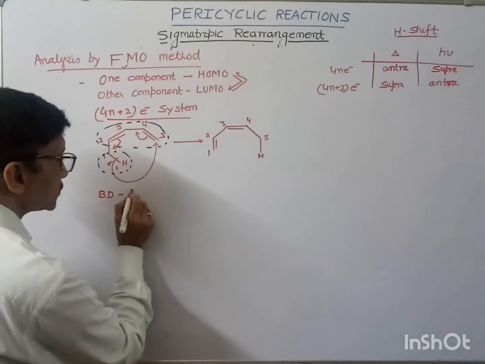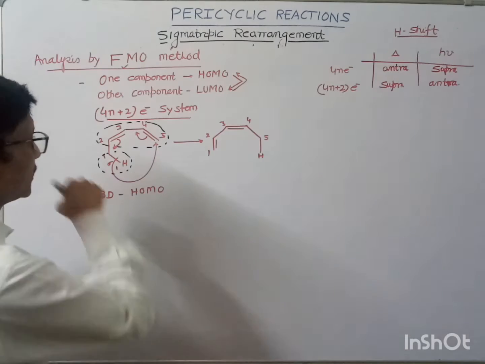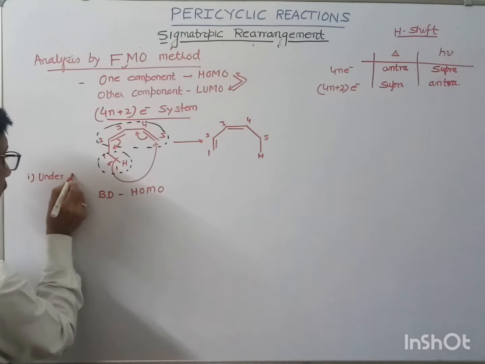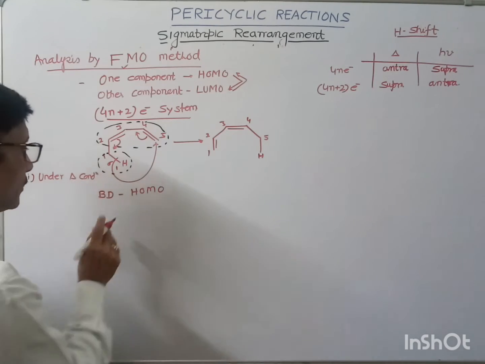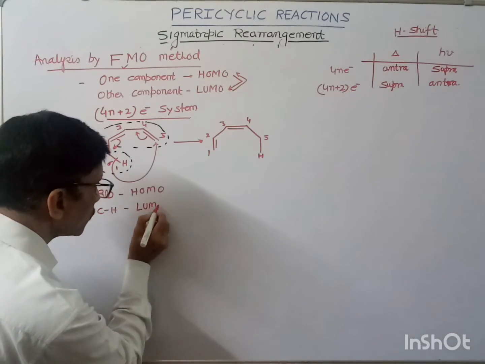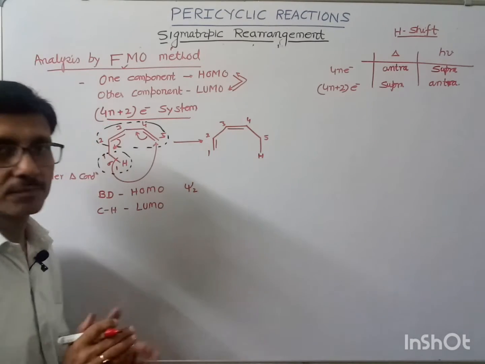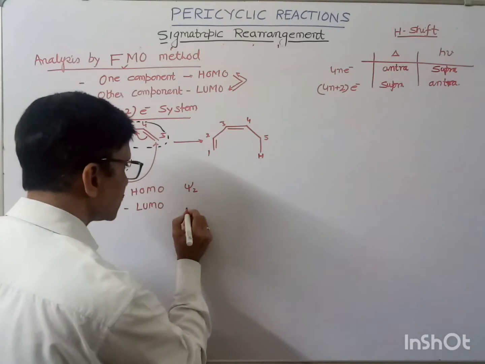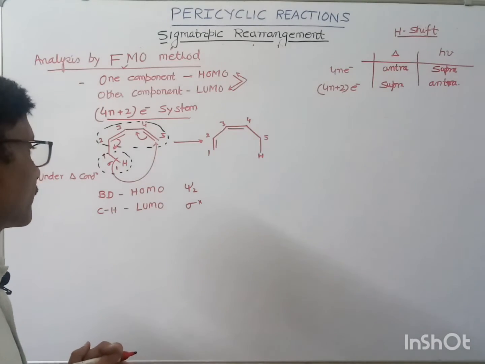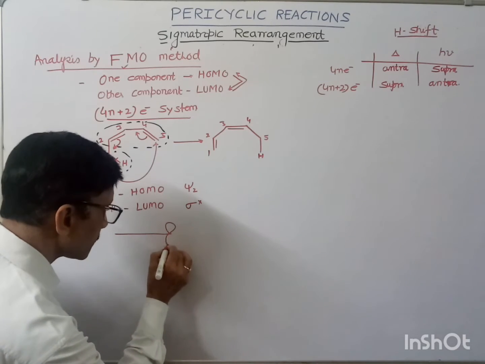Butadiene is one of the components which I may take as the HOMO. The HOMO of butadiene under thermal condition. So first of all, under thermal condition, butadiene is the HOMO, and the CH single bond I will take as the LUMO. So the HOMO of butadiene is Psi 2, and the CH, that is sigma star, is the LUMO for this CH bond. Okay, so now let us see how we can show it.